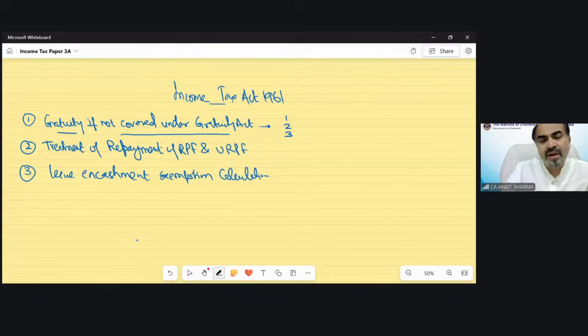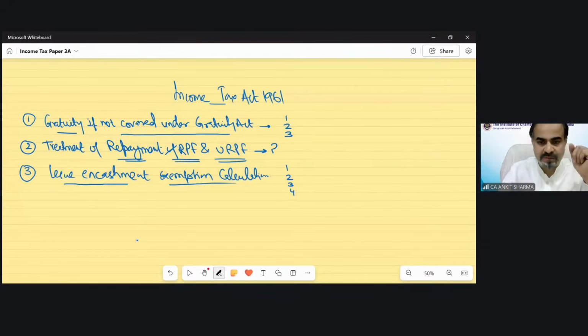Then the second point I would like to hear from you is the treatment of repayment from RPF and URPF. If an employee is receiving repayment from recognized provident fund and unrecognized provident fund, what would be the taxability? That would be my second question. And third is leave encashment exemption calculation. There are 4 points in the calculation for leave encashment. I would love to hear from any one of you regarding these 3 topics.